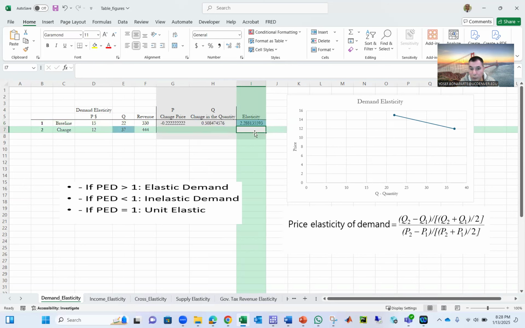The number is 2.28. What does that mean? What about 0.6 or negative? What does that number mean? If it's above 1, that means elastic demand. If it's below 1, it means inelastic demand. If it's equal to 1, it means unit elastic demand. We're going to go to the slides.